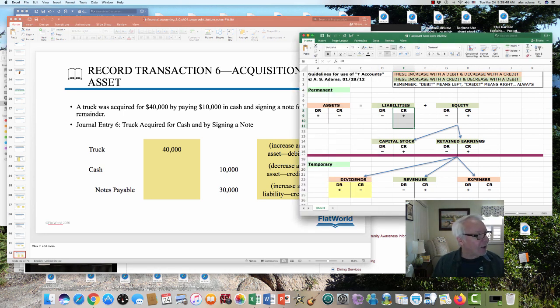Liability. What kind of an account is that? Is that a liability? Oh, okay. It's decreasing on the debit side, left. It's increasing on the credit side, right.